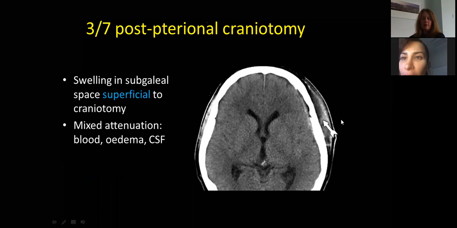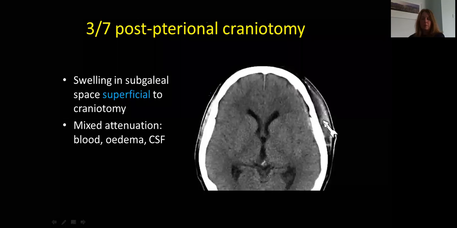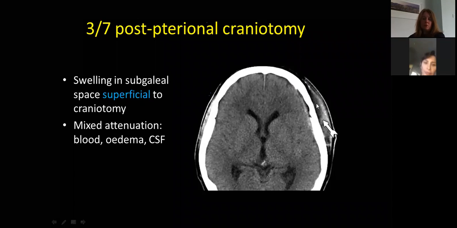So this was after a pterional craniotomy, so the frontosphenotemporal type, and you can see some swelling in the subgaleal space, superficial to this craniotomy. And it's difficult on CT to distinguish here, you know, is there CSF here, is there blood, is there edema? So blood tends to be in the acute phase, hyperdense on CT. So presumably this bit is blood. This bit could either be a bit of older blood, which has been there for a few days, for example. It could be a mixture of blood and edema, or even a bit of CSF. Quite hard to distinguish exactly the contents.